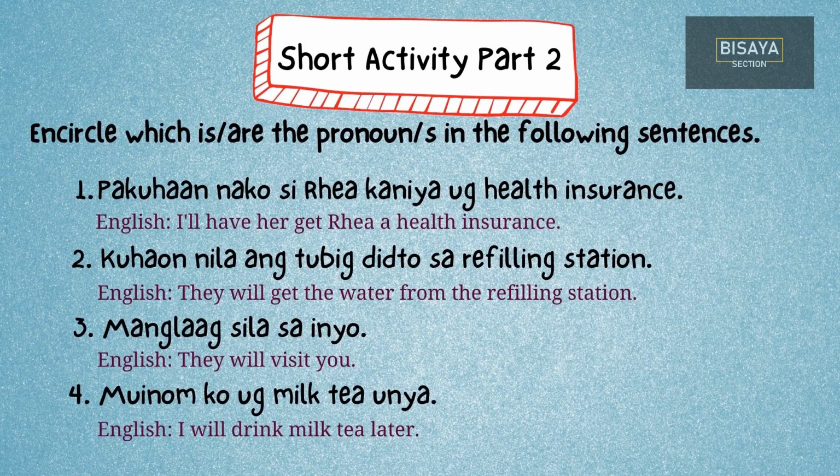Short activity part 2. Circle which is or are the pronouns in the following sentences. Makuhaan ako si Rhea kaniya og health insurance. Kuhaon nila ang tubig dito sa refilling station. Manglaag sila sa inyo. Minom ko milk tea unya. Okay, let's pause for a while, then you can have your answers during this 5-second pause.